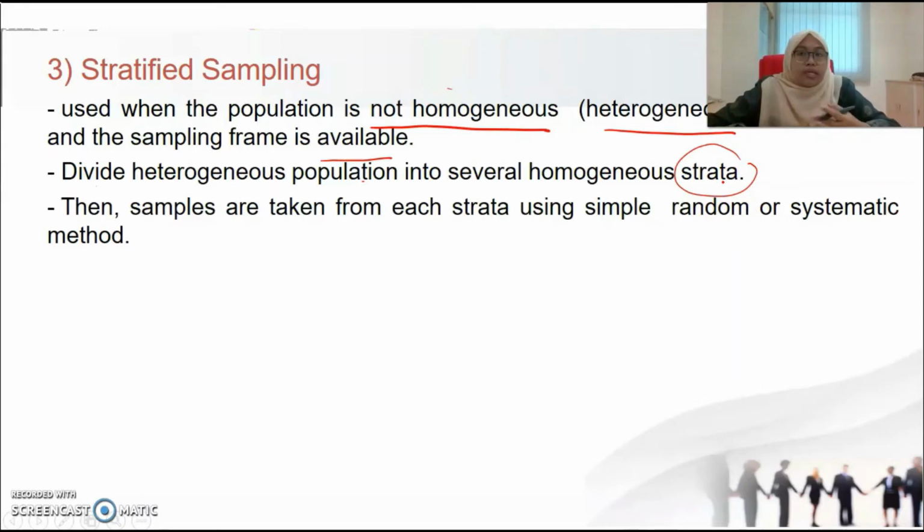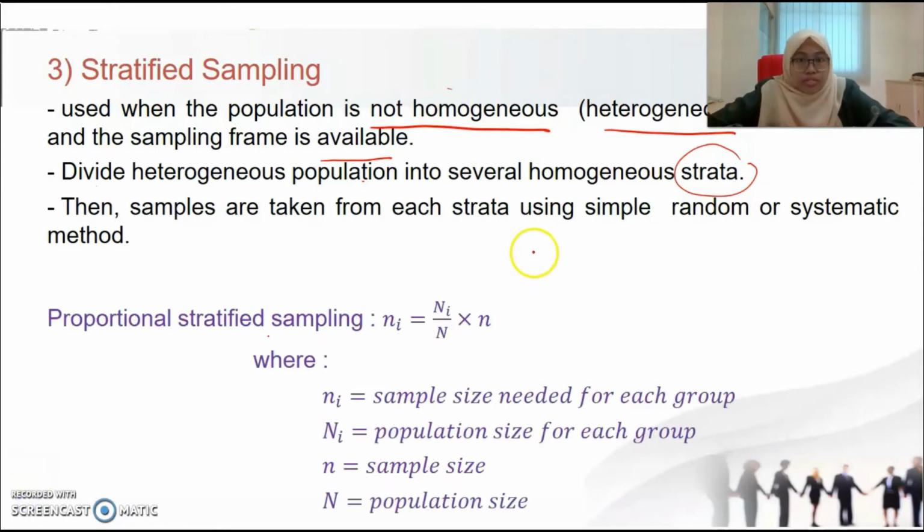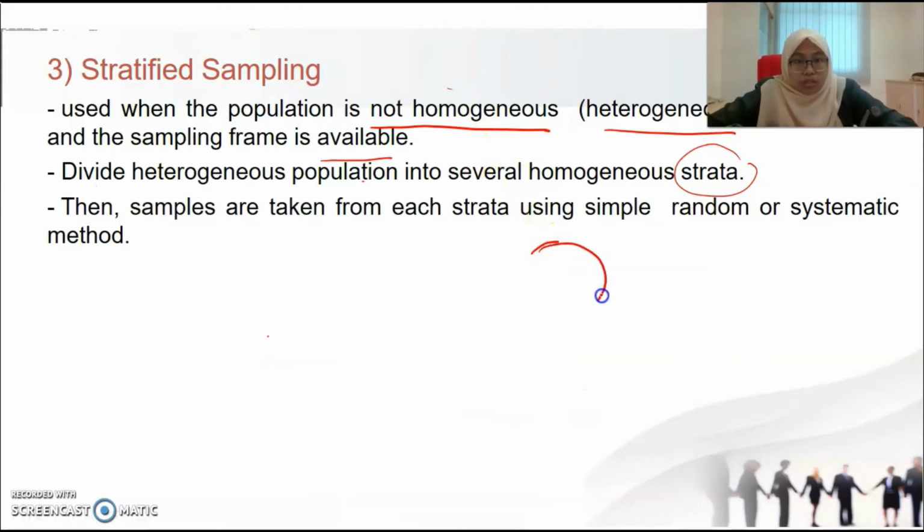Maksudnya kita perlu bahagikan population yang heterogeneous tadi kepada beberapa group yang homogeneous. Alright? And then samples are taken from each homogeneous strata using simple random or systematic method. Contoh saya ada satu population, heterogeneous population, maksudnya population with different characteristics.